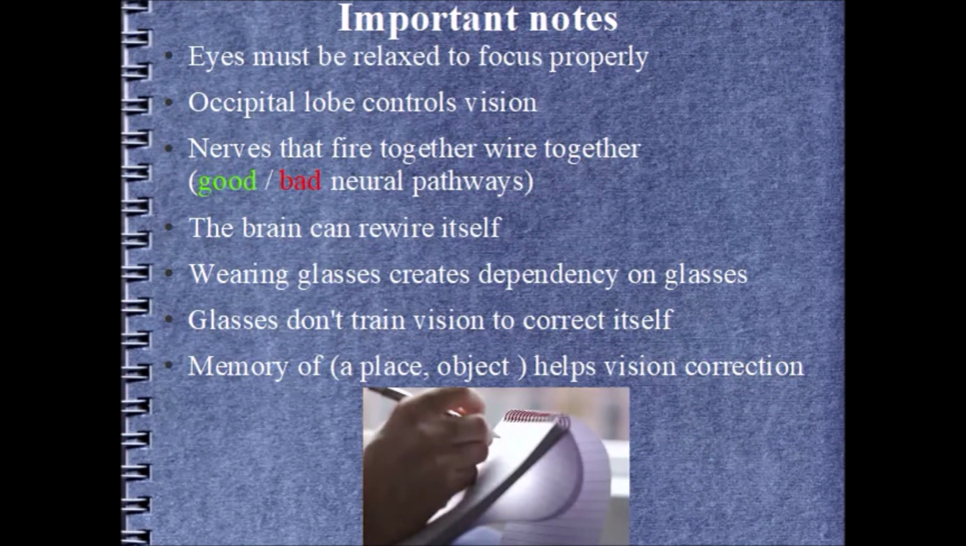Next, the brain can rewire itself. The brain does rewire itself and heal from damage. People might tell you that if you have permanent brain damage that the brain can't heal, but it's just not true. The brain does heal from brain damage and it rewires itself.